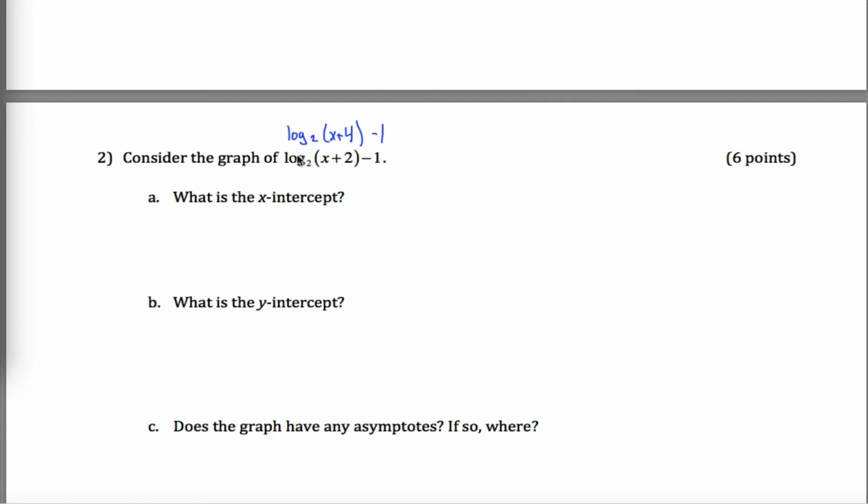All right, number 2. I actually am going to change the problem a little bit. I'm going to have you consider the graph of log base 2 of (x plus 4) minus 1. I'm asking you, what is the x-intercept? The way to figure out the x-intercept is that it happens when the y-coordinate equals 0. So really, all I have to do is solve this equation right here.